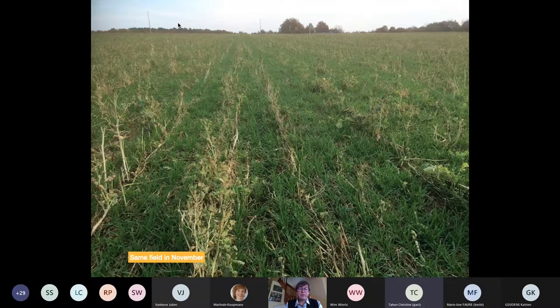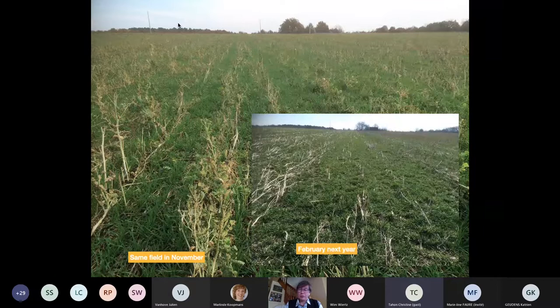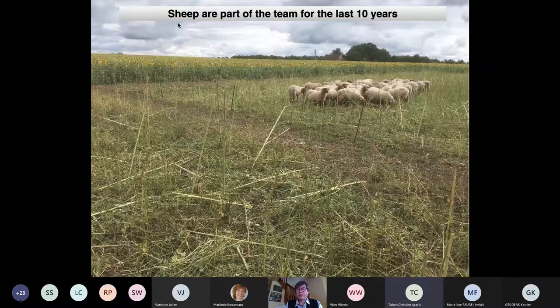We changed quite drastically when I started: I went to cover crops, mixed cover crops, and went to no-till. This is the same field in November after drilling the barley. And so we like to be green all the time if possible. And that is the same field in February. It's not this year, it's some years ago. That gives you an idea of how my farm looks most of the time.